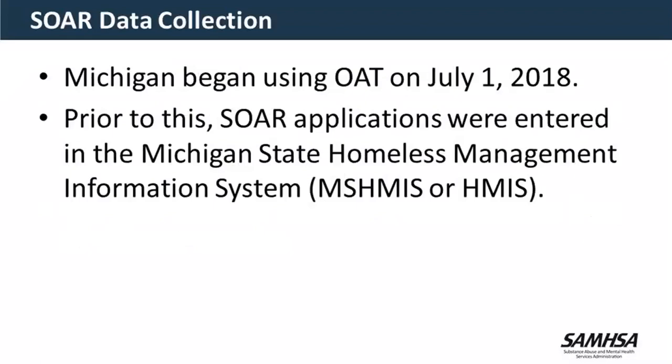Michigan first began using OAT last July, the first day of this fiscal year's reporting period, when Michigan implemented requirements to track in the OAT program. Prior to this, SOAR applications were solely entered using Michigan's State Homeless Management Information System, SHMIS, or HMIS as it's known nationally. So we recently made the switch to tracking outcomes using OAT.